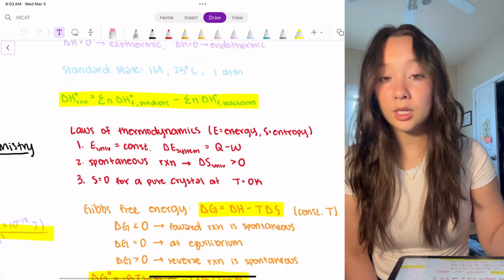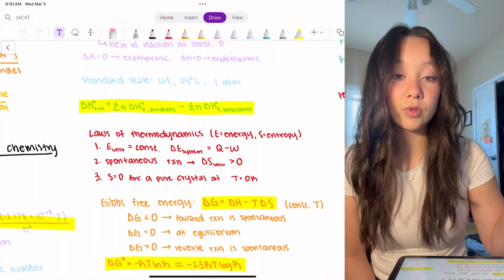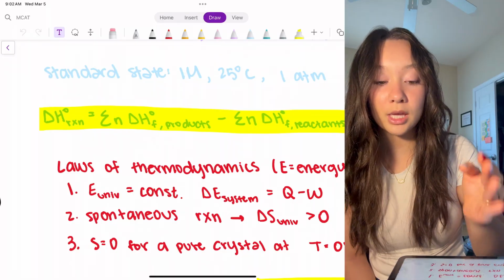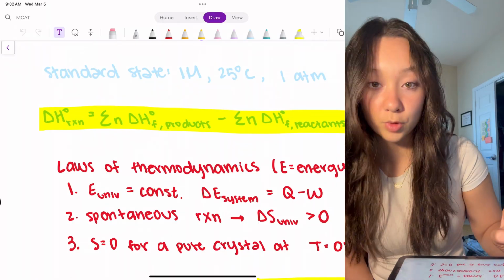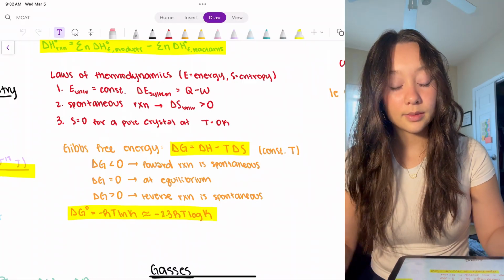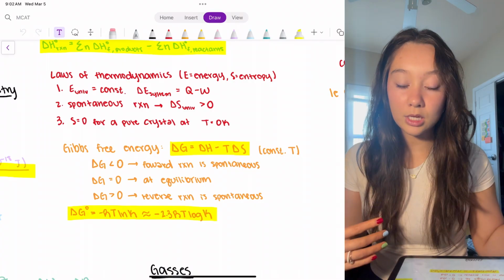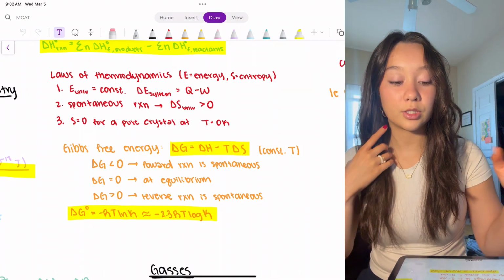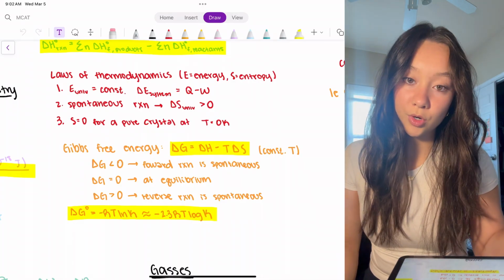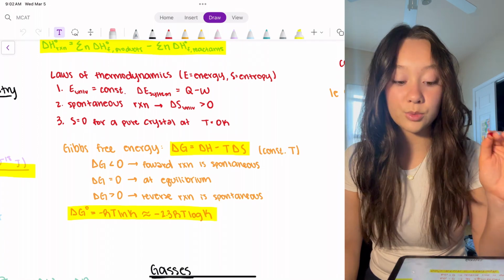Standard state, heat of the reaction is always going to be the sum of the products minus sum of the reactants. And just remember here that we need to multiply those H of F values by the number of moles that there are. The different laws of thermodynamics. Energy in the universe is constant, so the change in energy is going to have to be the heat minus the work. All reactions tend to go towards an increased state of entropy. Entropy for a pure crystal at 0 degrees Kelvin is going to be 0, so that's absolute 0.